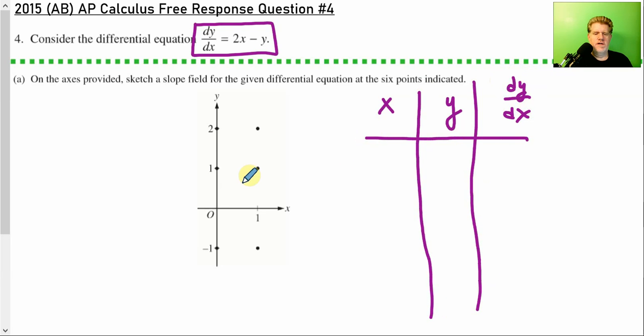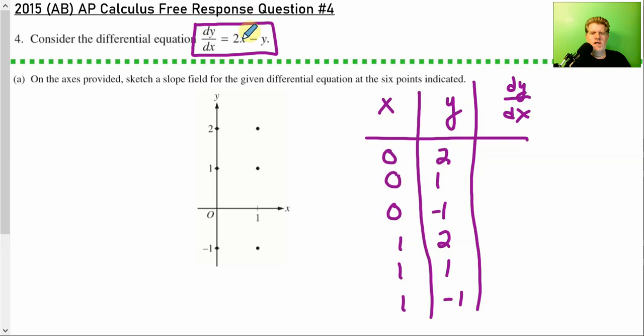All right, so let's start right up here at 0, 2. What else? We got 0, 1. We have 0, negative 1. Then we have 1, 2, 1, 1, and 1, negative 1. So we'll put those points into this equation and see what we end up with. So 2 times 0 minus 2. 2 times 0 minus 1. 2 times 0 minus negative 1.